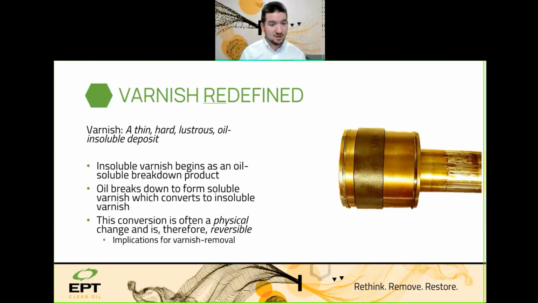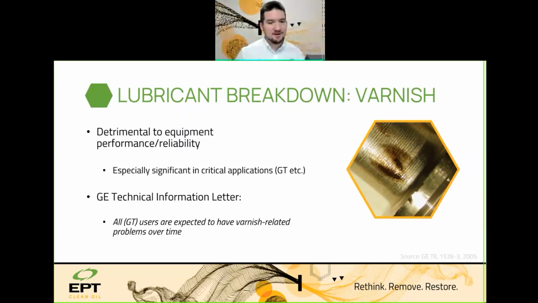So oil goes into service, it undergoes oxidation or some other form of breakdown, and this forms soluble or dissolved varnish, varnish precursors, etc. And these can then go on to convert to insoluble varnish. And the important part to realize about this conversion is that this is often a physical process and is therefore reversible, unlike the chemical change that led to the formation of soluble varnish. And the reversibility of this soluble-insoluble varnish shapeshifter has important implications for varnish removal technologies. And we'll discuss these as the presentation goes on.